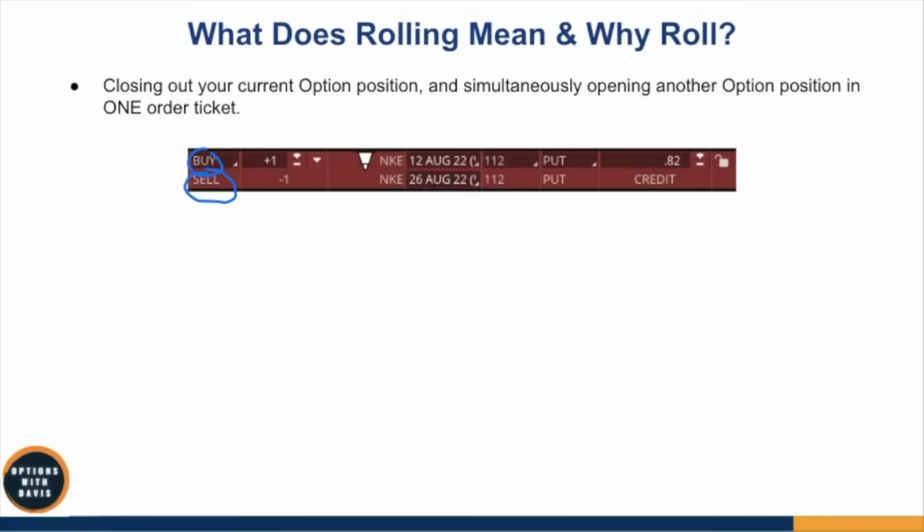It's very simple. In this example, you can see that we bought back the option on the 12th of August, and then sold another one 2 weeks out on 26th August. For this, we keep the same strike, and we receive a credit for it. So we basically just close out the current option position, open another one, and the key is to get a credit for it.